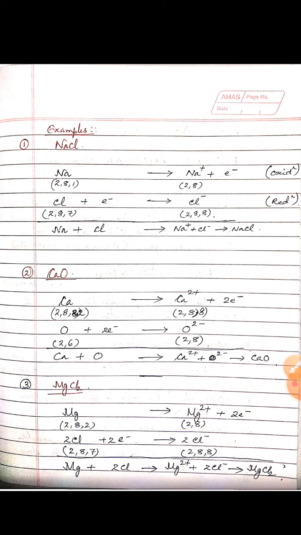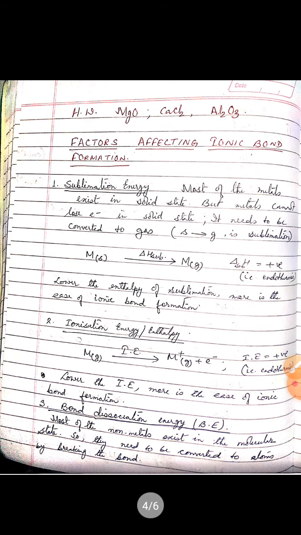Now we know that normally metals are available in nature in solid state and halogen Cl is present in the molecular state. Then how does the reaction occur? You know that the metallic sodium or any metal has to be first converted to a gas, and the process is called sublimation. And we know solid to gas will involve absorption of energy.